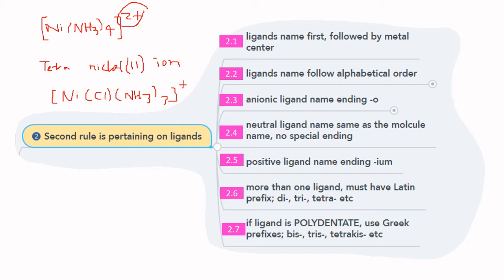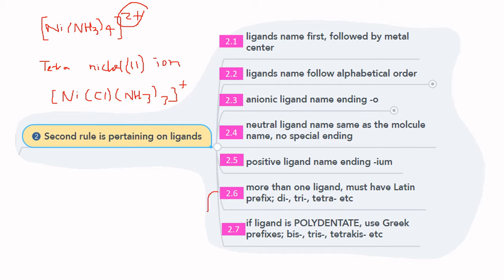Okay, now we have rule number 2.3, which is that anionic ligand names end in O. I will explain this on the next slide. And then 2.4, neutral ligands must be named the same as the molecule name, with no special ending. This also will be explained further on the next slide. And also another type of ligand, which is the positive ligand, whose name will end with IUM. This one will also be explained in the next slide.